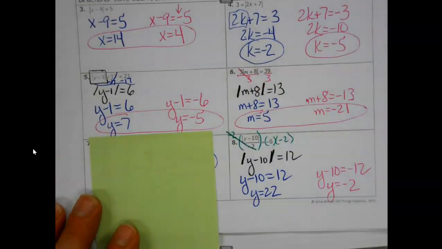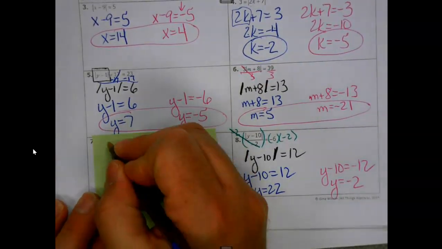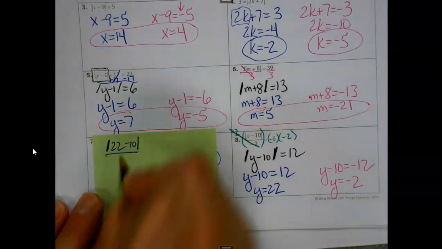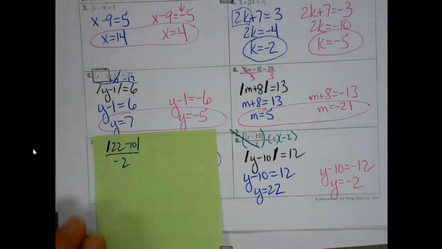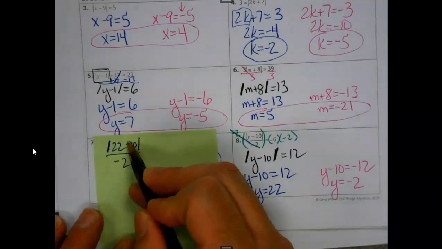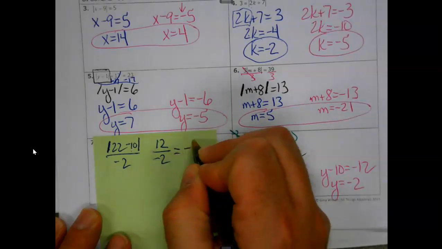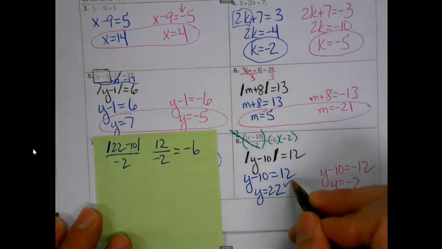This is a lot to be thinking in my head. So we got 22 minus 10 over -2. All right. 22 minus 10 is 12. 12 divided by -2 is -6. Okay, that one worked. We're good.